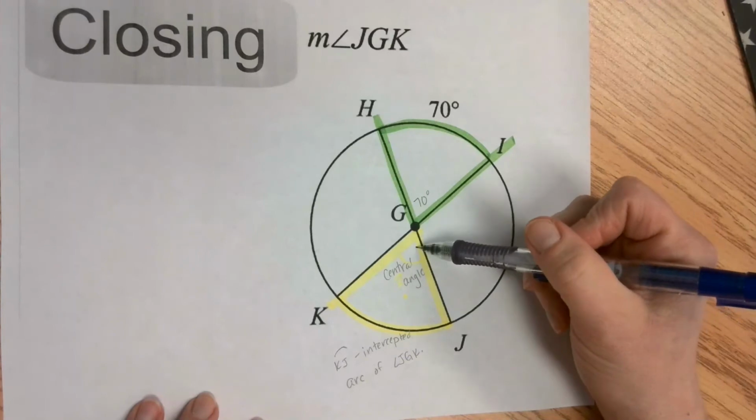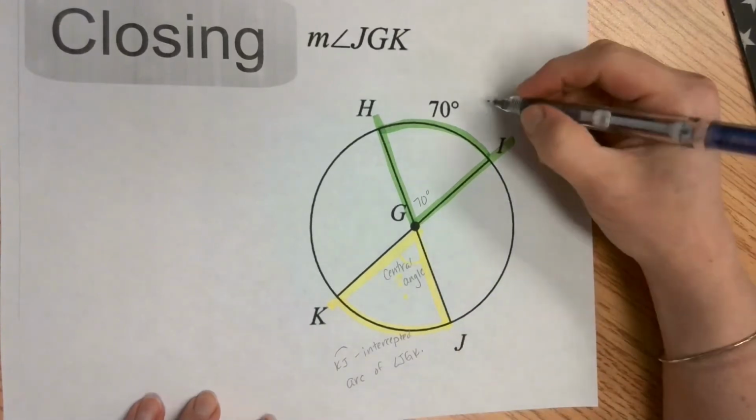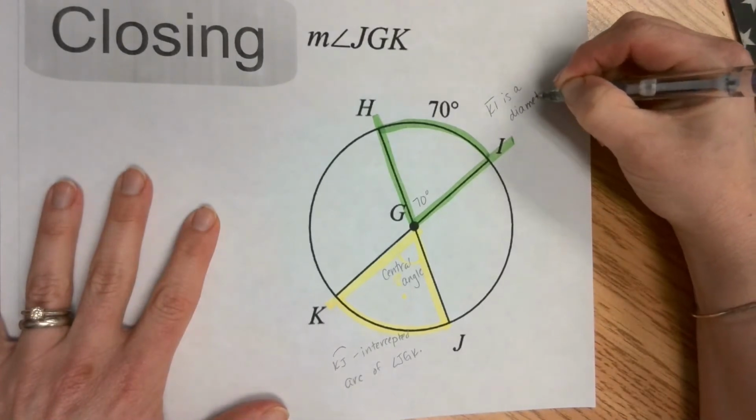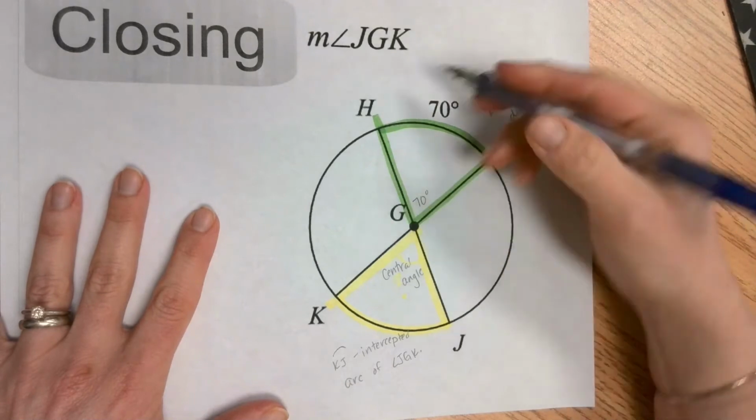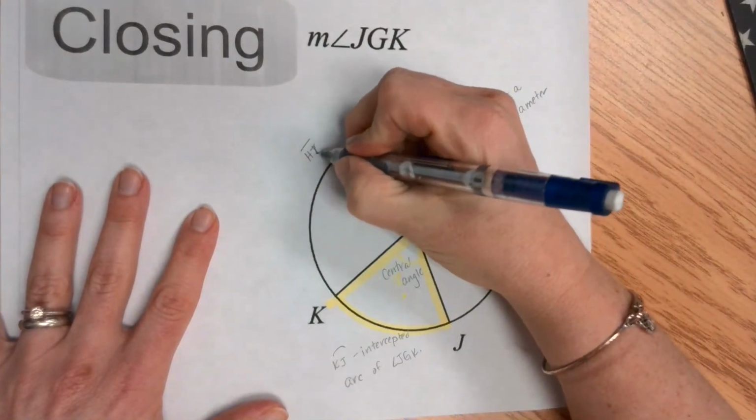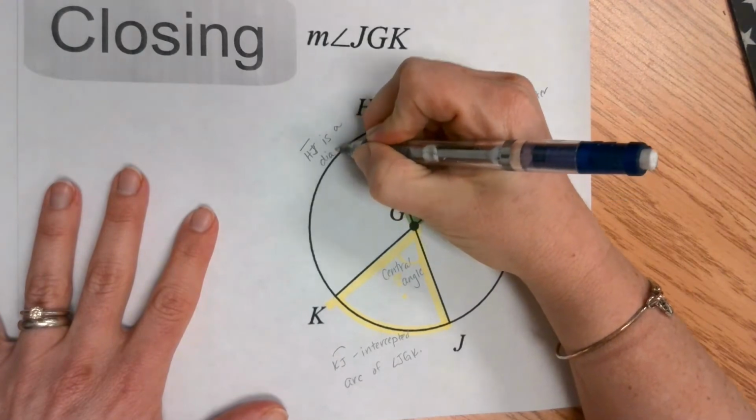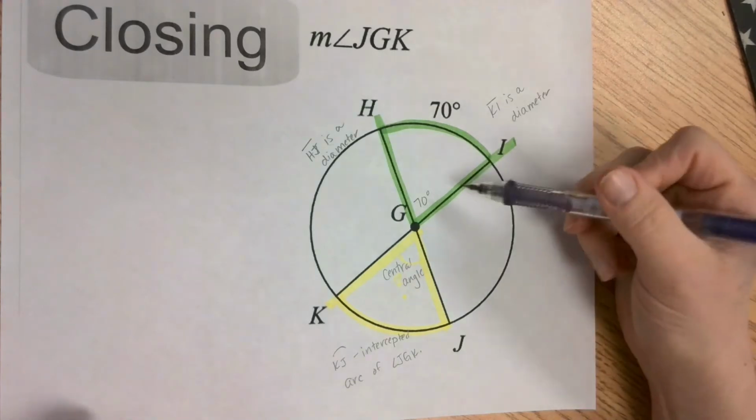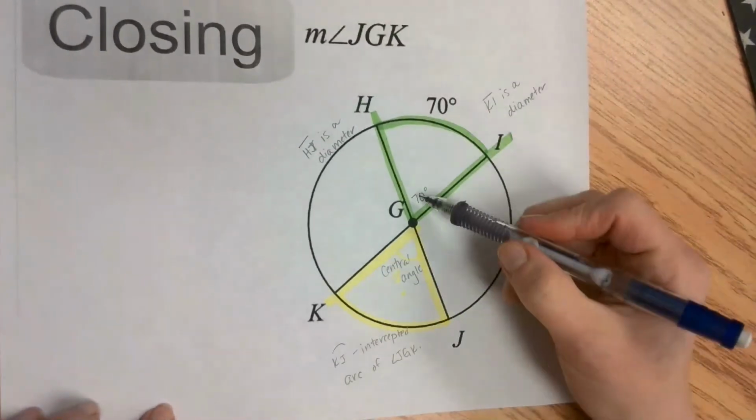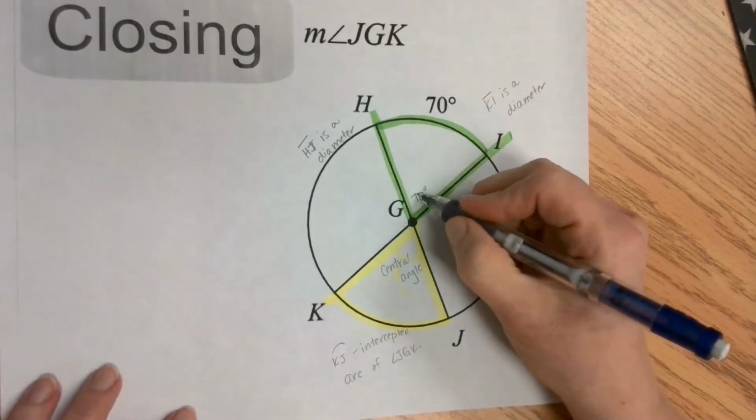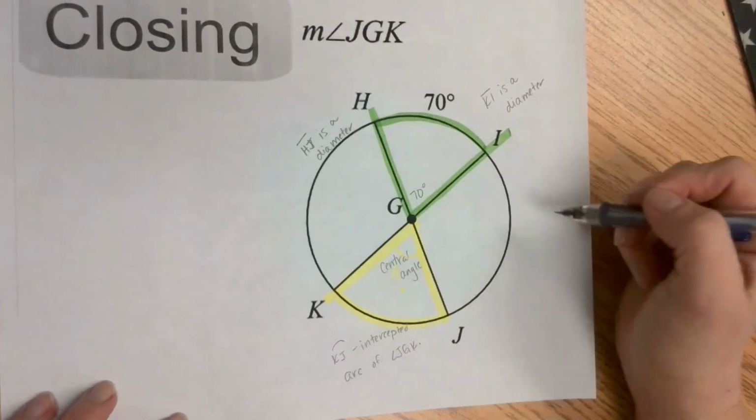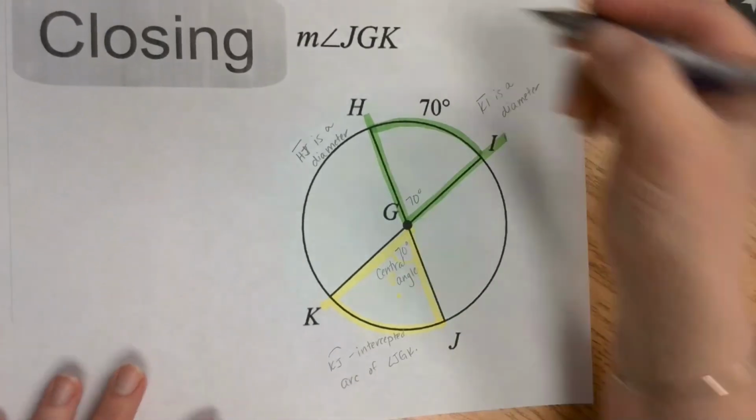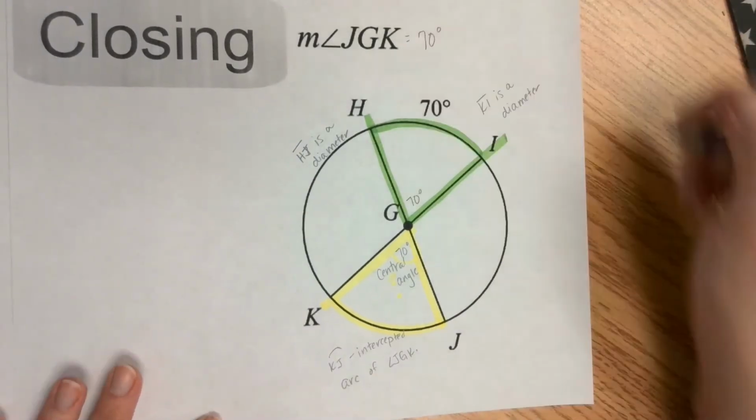Well, these are vertical angles. If you look, I have a diameter. So KI is a diameter. This is also a diameter, so line segment HJ is a diameter. Diameters cut this circle exactly in half. So diameter, diameter, what we have here are vertical angles. So if this angle IGH is 70 degrees, then its vertical angle JGK is 70 degrees. So my answer to the problem is 70 degrees.